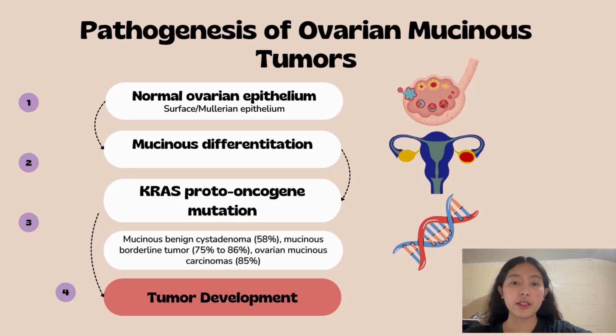Then next is tumor development spectrum. So with additional genetic or epigenetic alteration, tumors evolve along a continuum. So first is benign mucinous cystadenoma, which is a single layer of mucinous epithelium, no atypia, no invasion. Next is borderline mucinous tumor, epithelial stratification, tufting, papillary architecture, mild atypia but no stromal invasion.